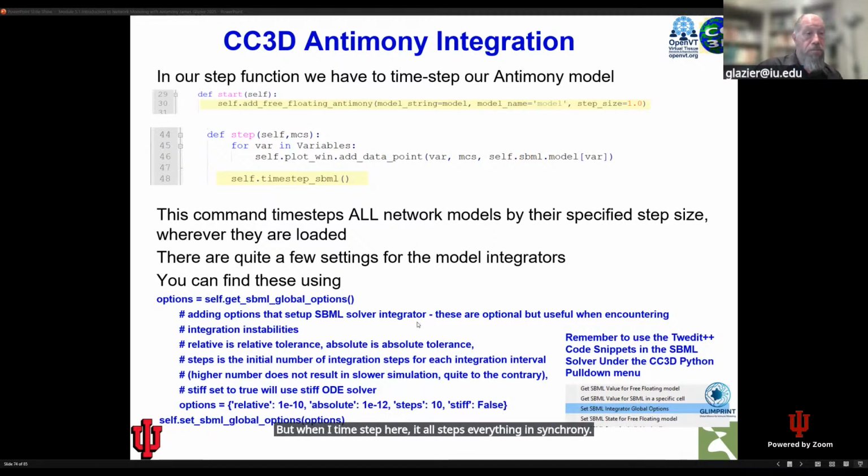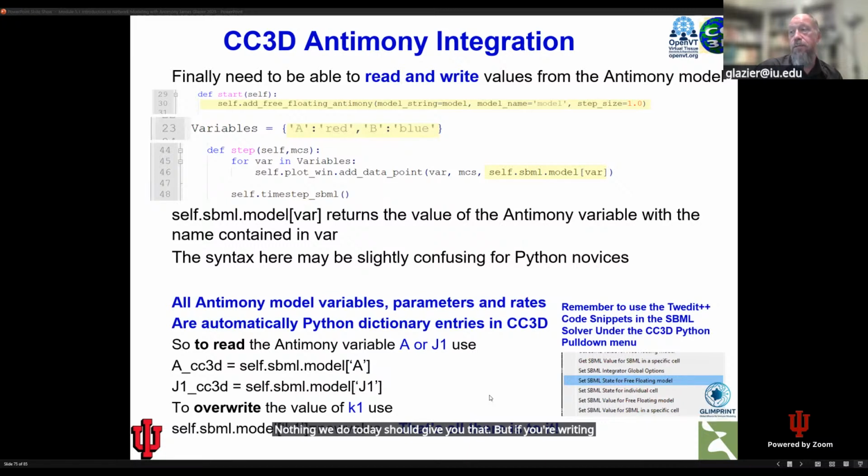There are a bunch of options for that solver. There's an option, self.get SBML global options, that'll return all of the integrator settings, tolerances, and so on. So if you're really getting CVODE errors, which are conversion errors in the solvers, you can change the settings. I'm not going to talk about that today. Nothing we do today should give you that. But if you're writing very fancy models, it can happen.